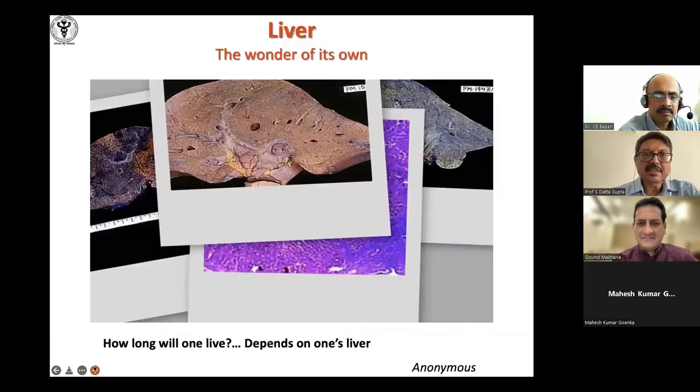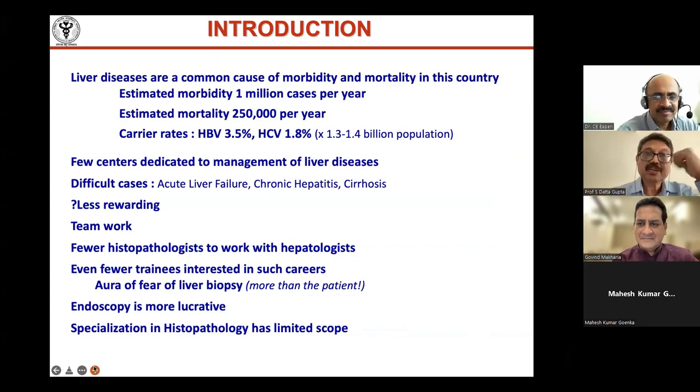The liver is a wonderful organ. And in your training of gastroenterology, hepatology forms a part. Liver diseases, unfortunately, are a common cause of morbidity and mortality in this country, especially because we have high rates of HBV and HCV. And this is something that all of you are well aware of because of our population.